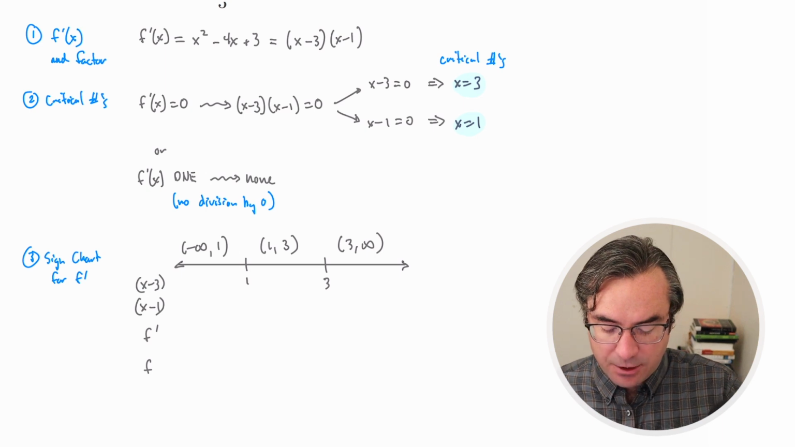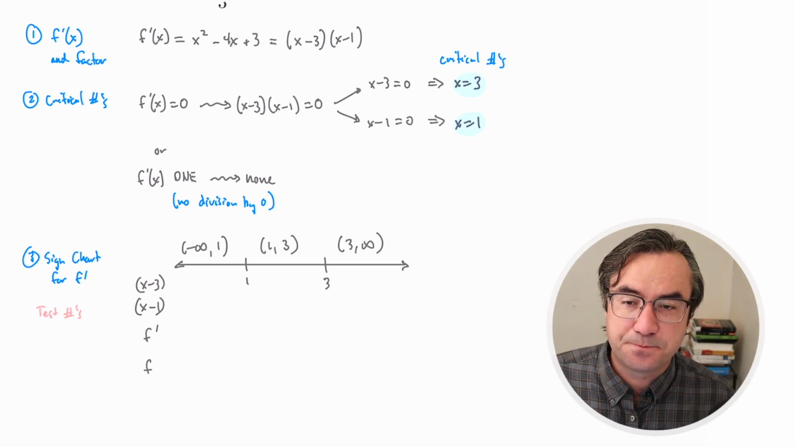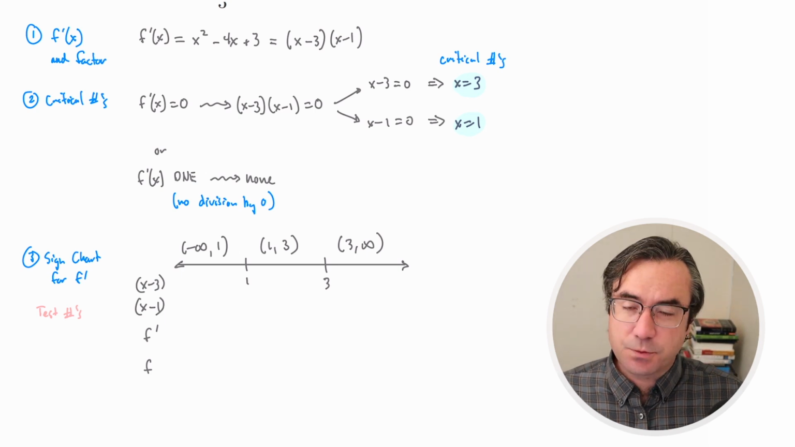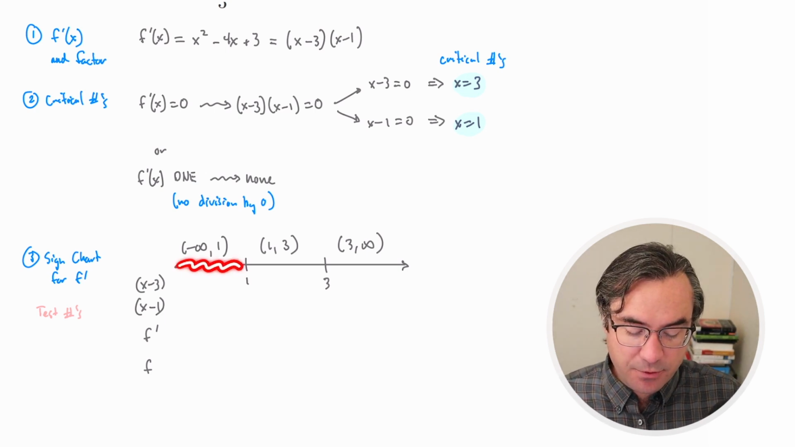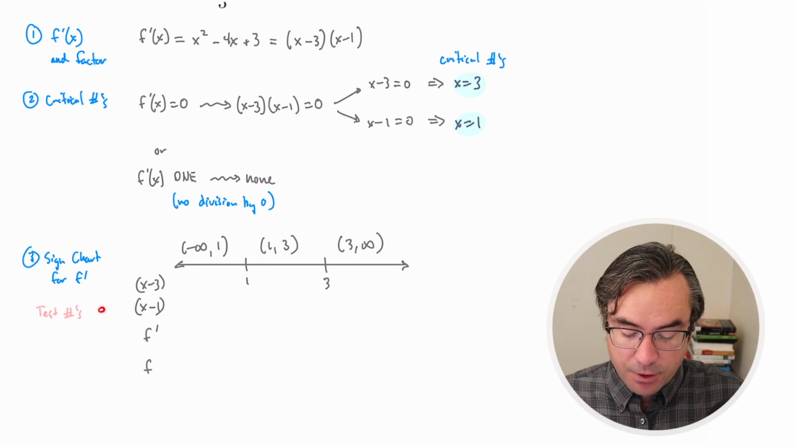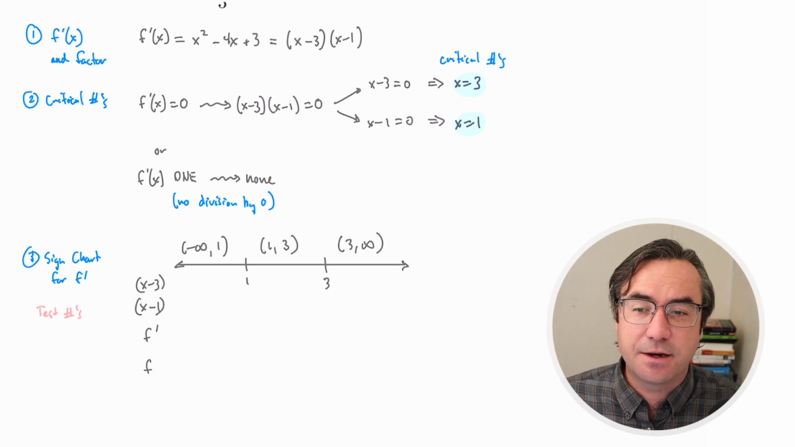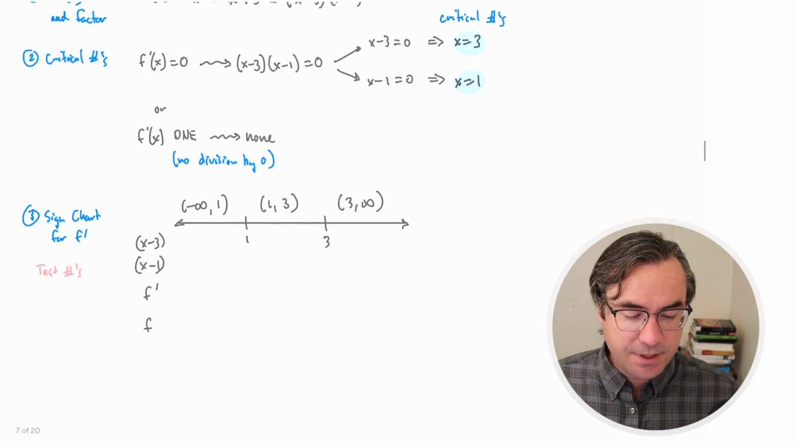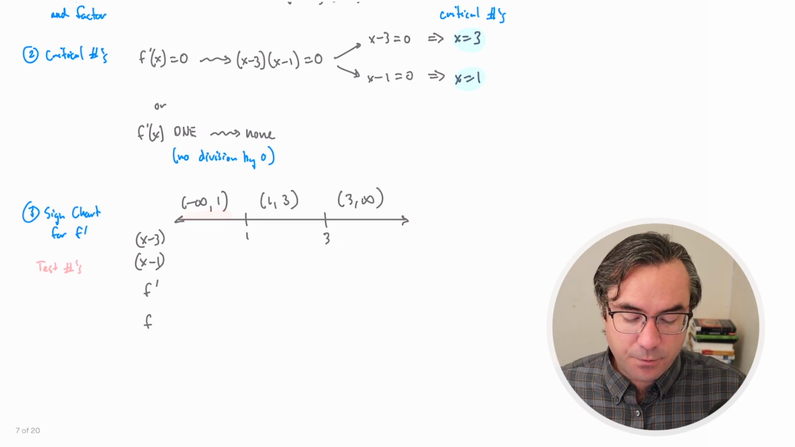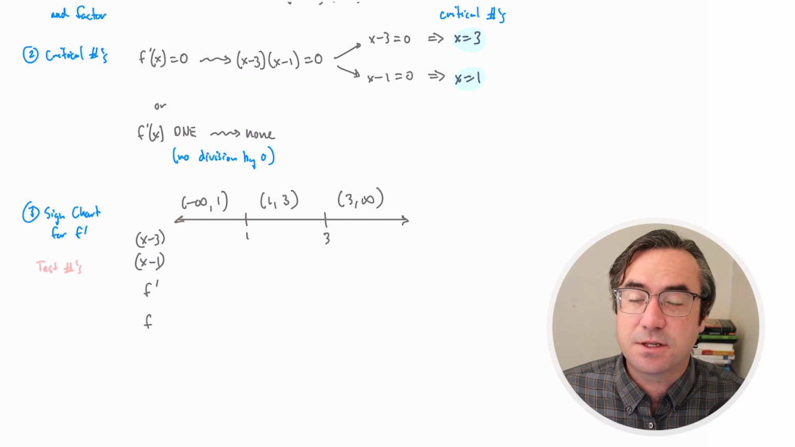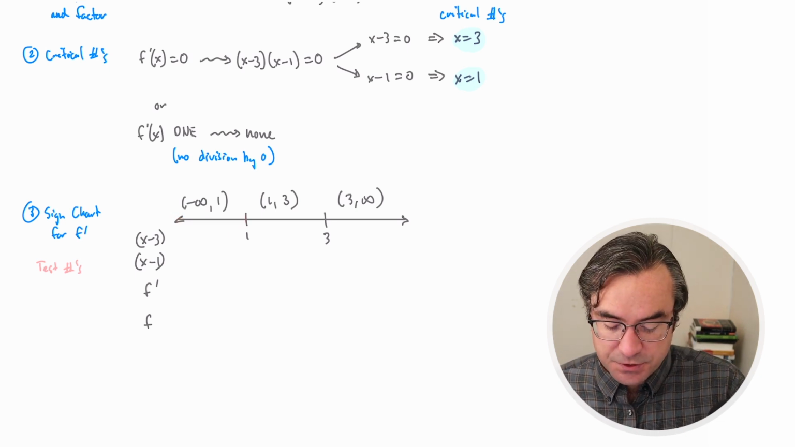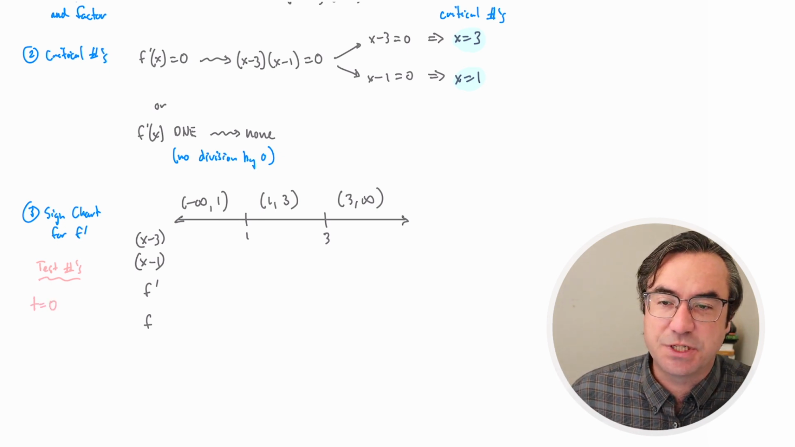And to help us out, it's sometimes helpful to use test numbers for each of the intervals. What we're going to do is pick a test number, some number that's inside this interval, plug it into each of these factors, and see if we get a positive or negative result. So let's start with our first interval here. We want to pick a number that's less than 1. So 0 is always good. Let's pick our test number 0.